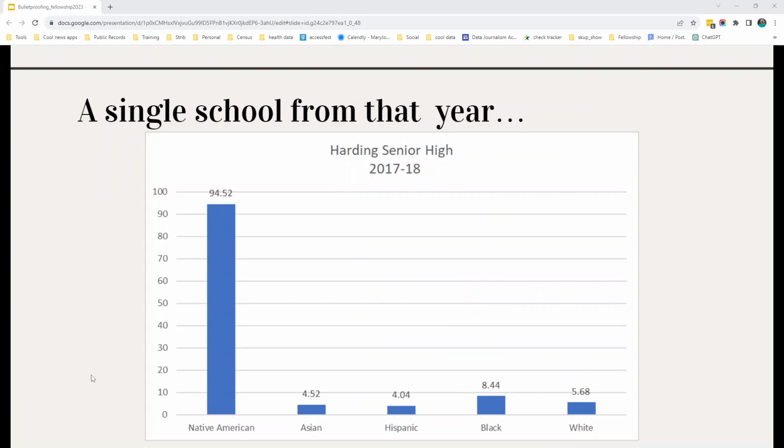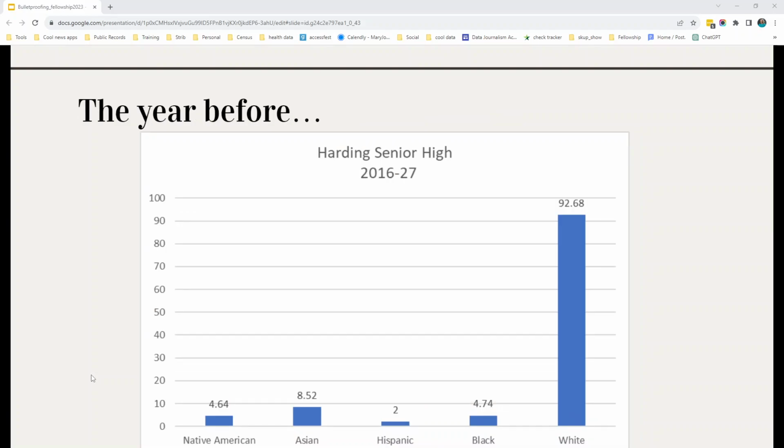And so I pulled up a single year, the year we were looking at, and the breakdowns that they'd provided us. This is in FTE numbers. So it was saying that 95% of the FTEs were Native American, and only 5% were white. And so then I wondered what this school looked like the year before. Here's the year before. Almost all white, very little Native American.